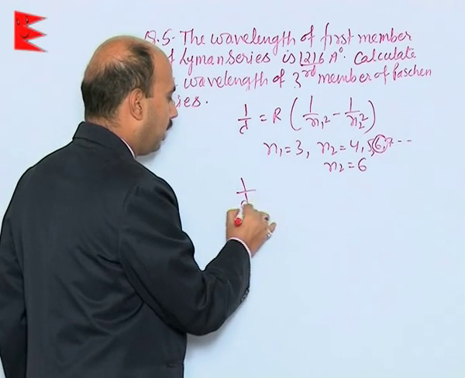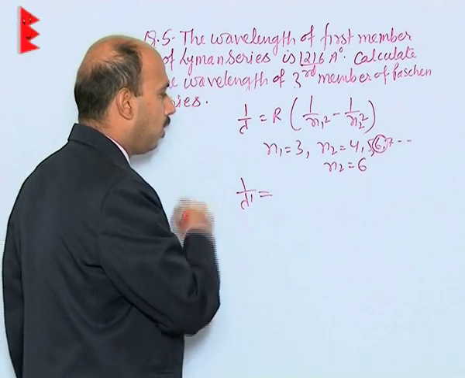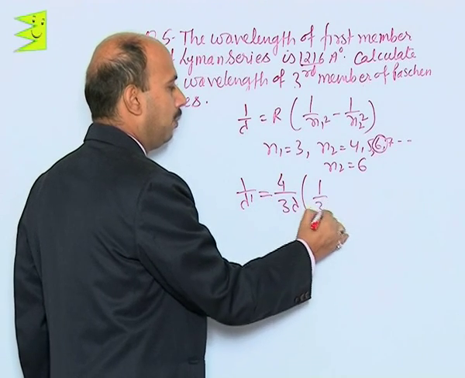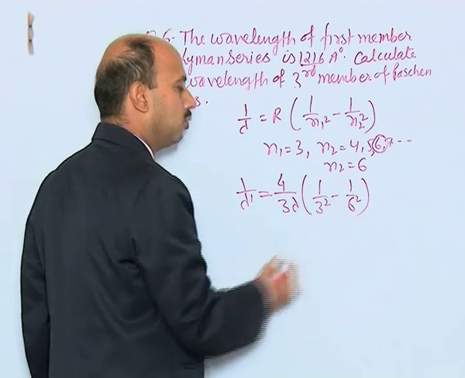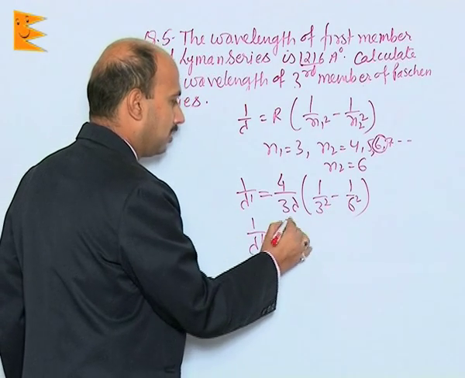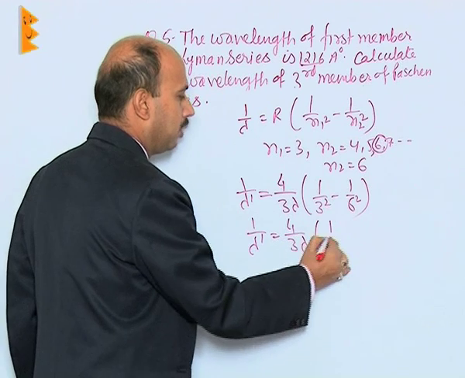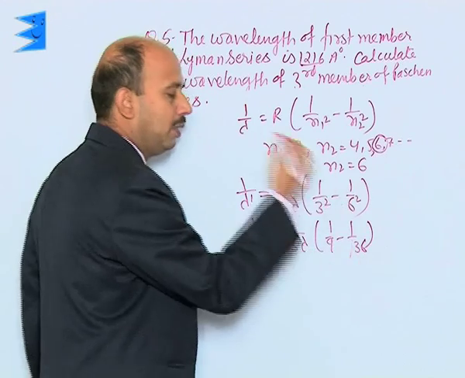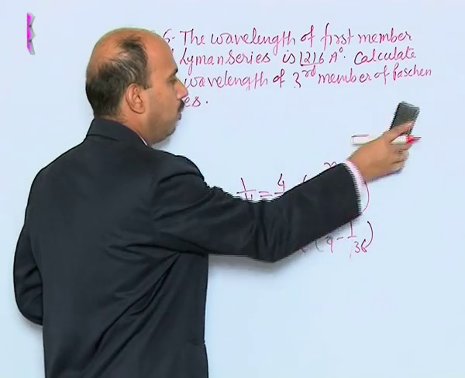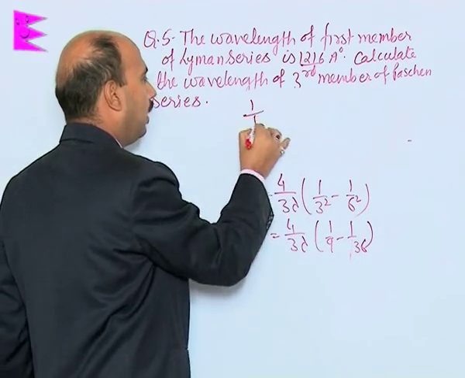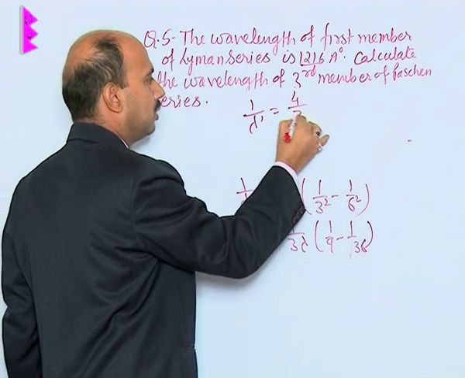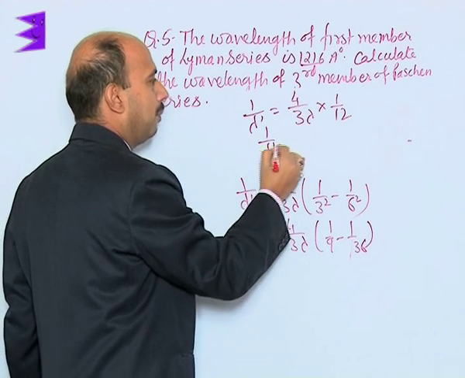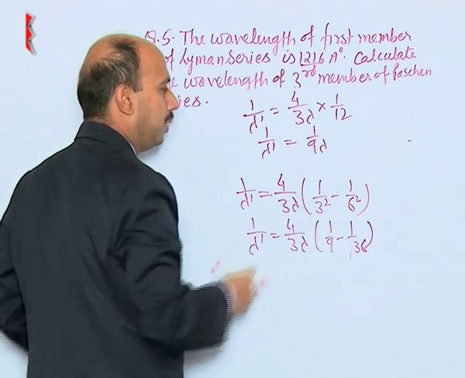So we can write 1/λ' = the value of R, which we already have, that is 4/(3λ) × (1/3² − 1/6²). So 1/λ' = 4/(3λ) × (1/9 − 1/36). When you solve it, you will be getting 1/12. So 1/λ' = 4/(3λ) × 1/12. So that is 1/λ' = 1/(9λ).